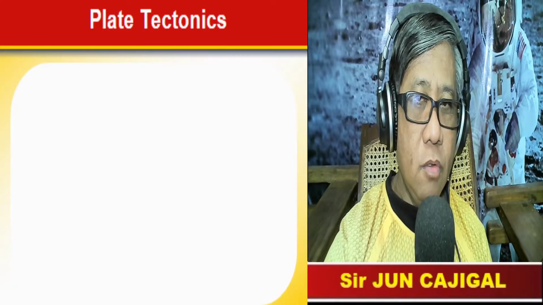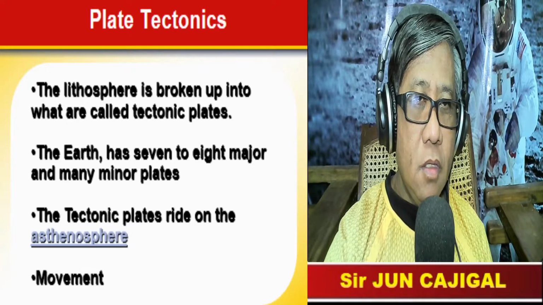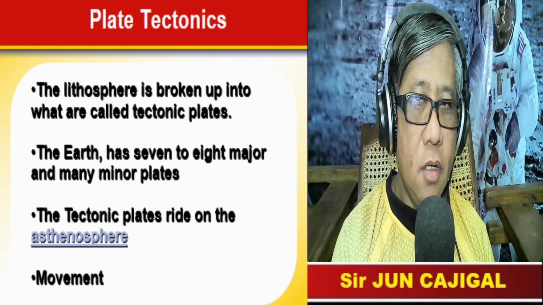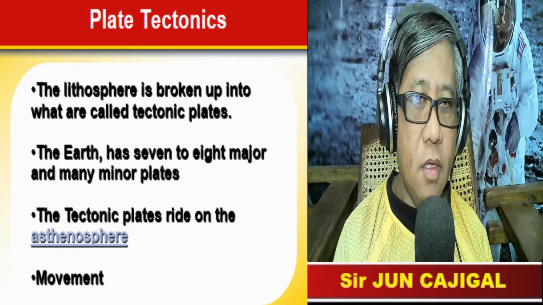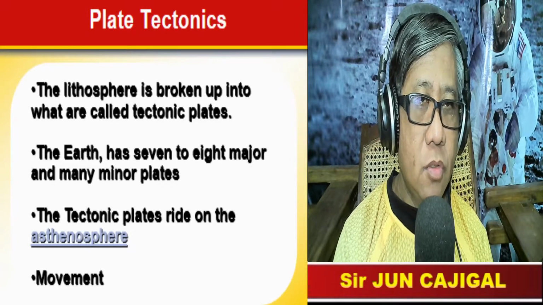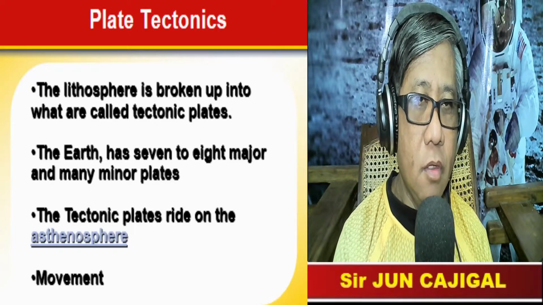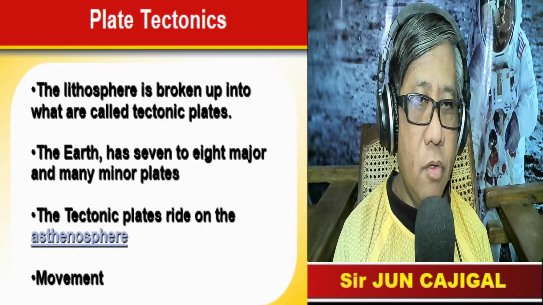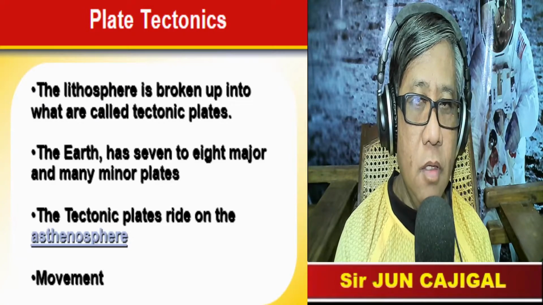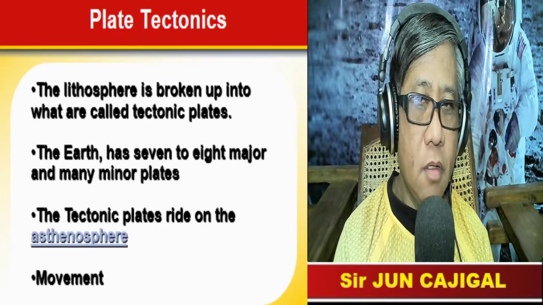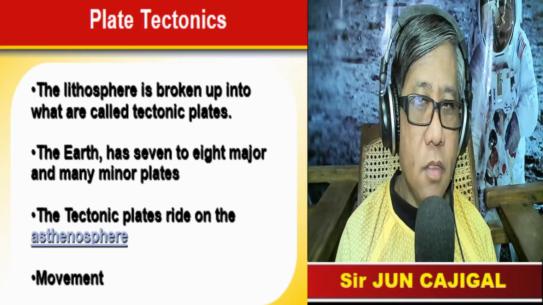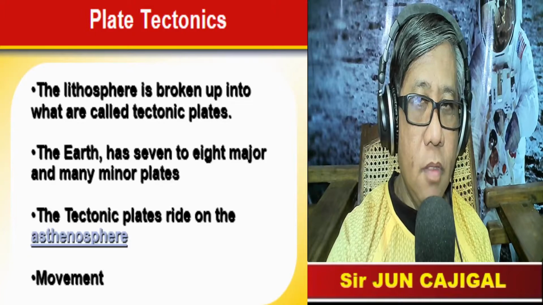According to the plate tectonics theory, the planet Earth, especially the layer of the Earth known as the lithosphere, is broken up into what we call tectonic plates. The Earth has 7 to 8 major and many minor tectonic plates. These tectonic plates ride on the asthenosphere, which is actually part of the upper mantle, and they exhibit movement.